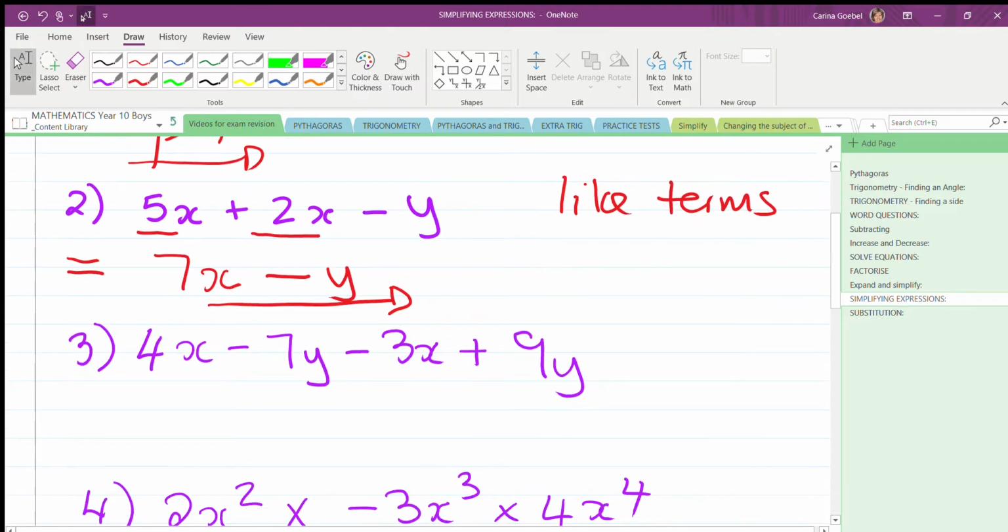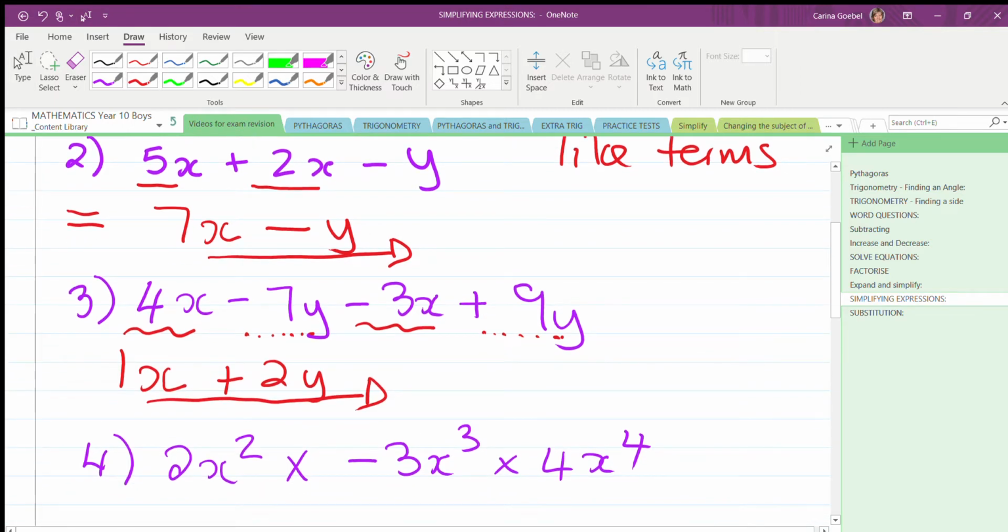Another example, here you have 4x and minus 3x. Please take care of the sign that goes in front of your term. The term is always attached with a sign, so that's going to be 4 minus 3. Use your calculator if you have to, but you really shouldn't need to. That gives you 1x. You don't need to write the 1 if you don't want to. Then you have minus 7y plus 9y. So minus 7 plus 9, which means you have a plus 2y when you add the two terms together.